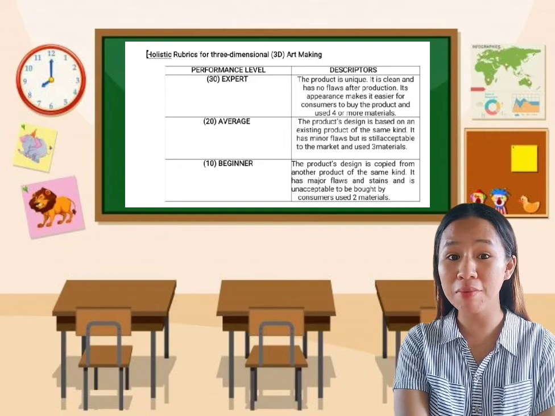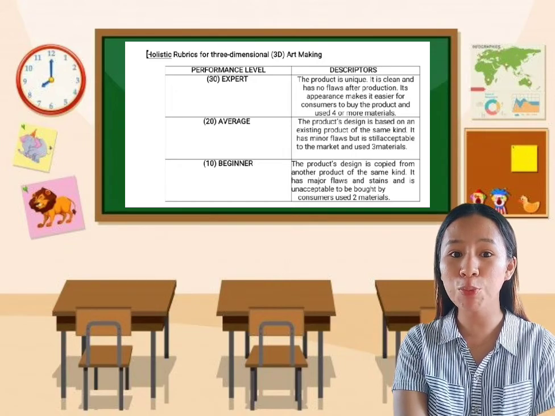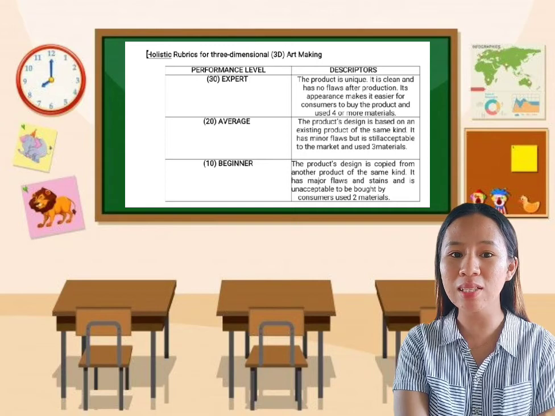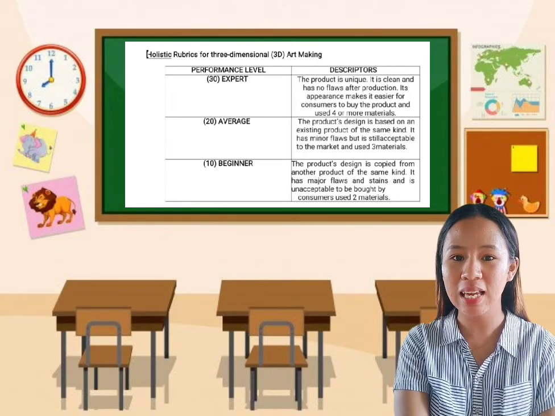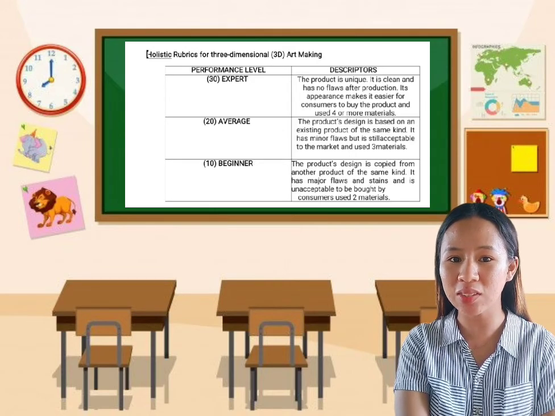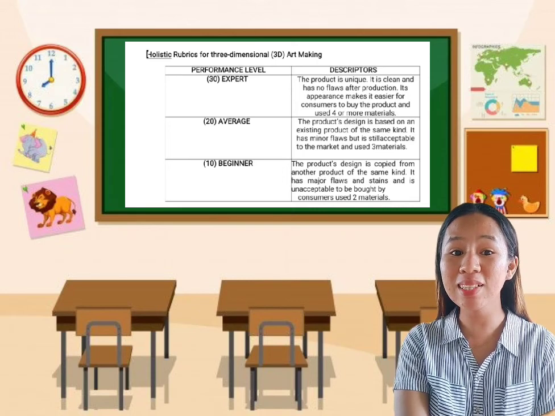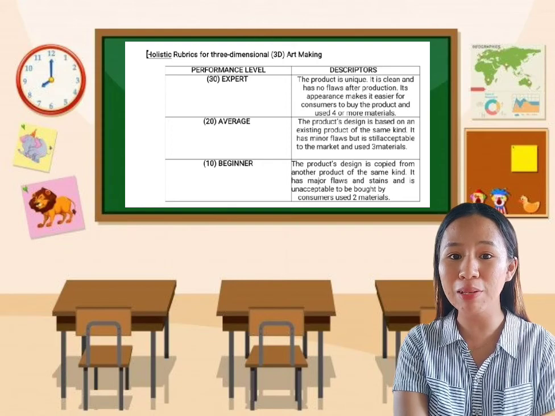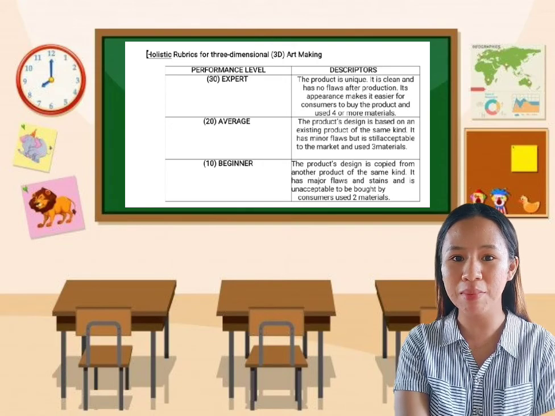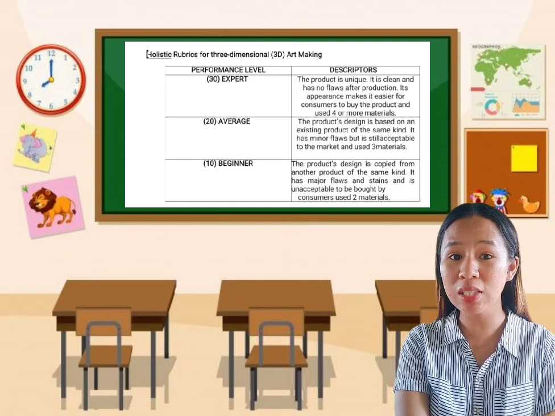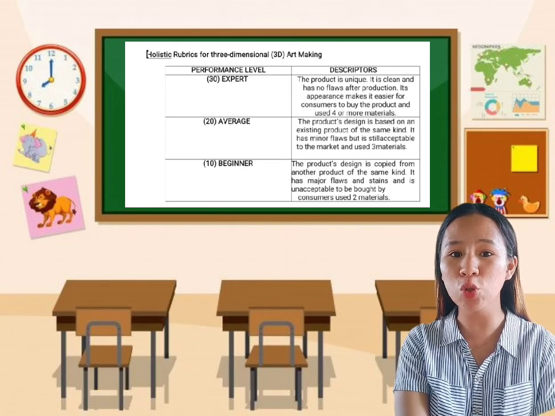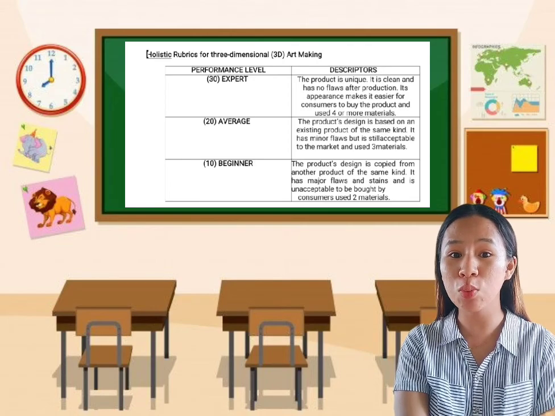On the average level, it has a descriptor that the product's design is based on an existing product of the same kind. It has minor flaws, but it's still acceptable to the market and used 3 materials. Lastly, the beginner level has a descriptor that the product's design is copied from another product of the same kind. It has major flaws and stains, and it is unacceptable to be bought by consumers and used 2 materials.